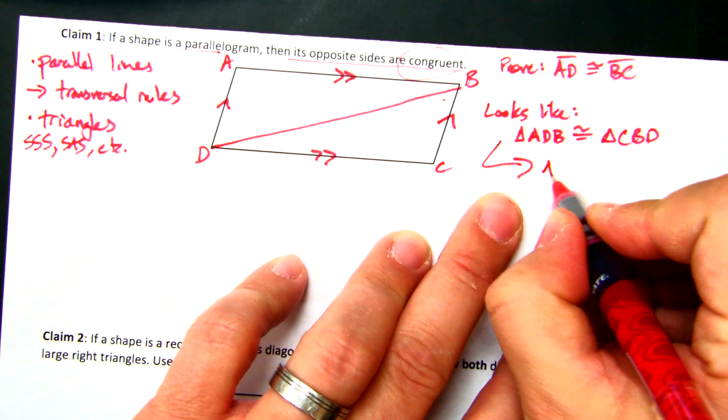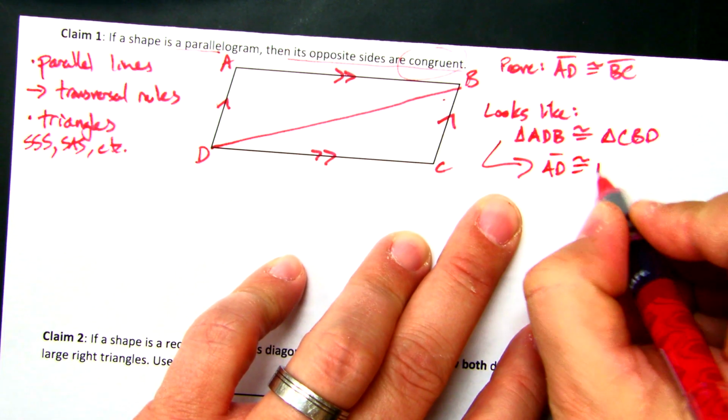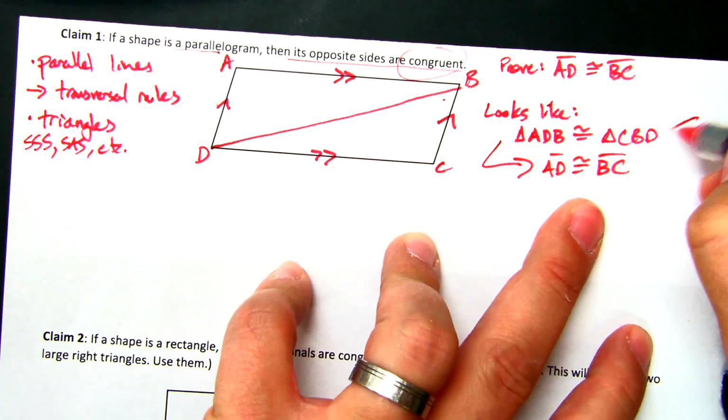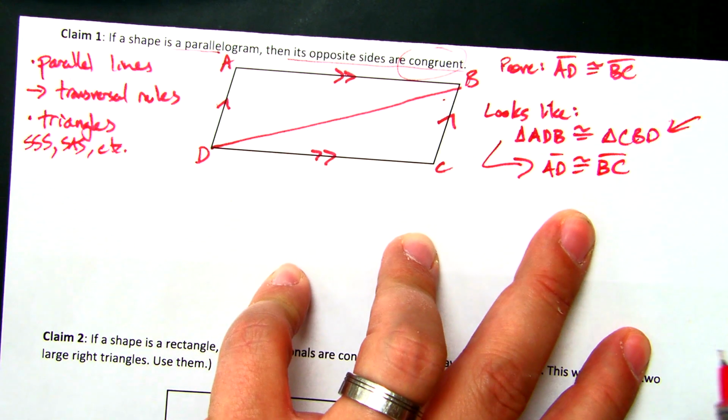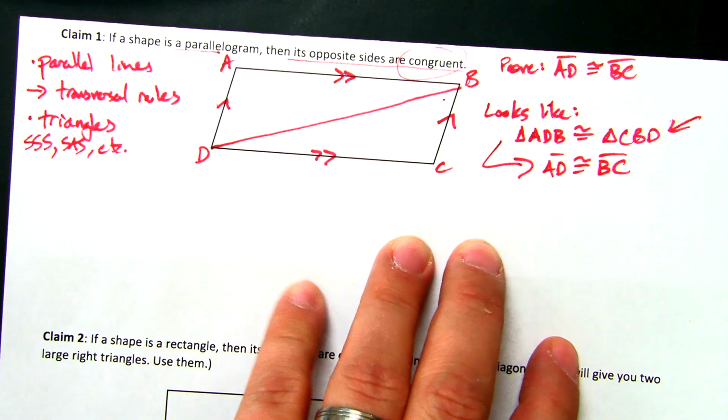I'd have, say, AD is congruent to BC. So if I could get here, that would be the thing, right? If I could do that. Okay, well, in order to do that, I'm going to need some.